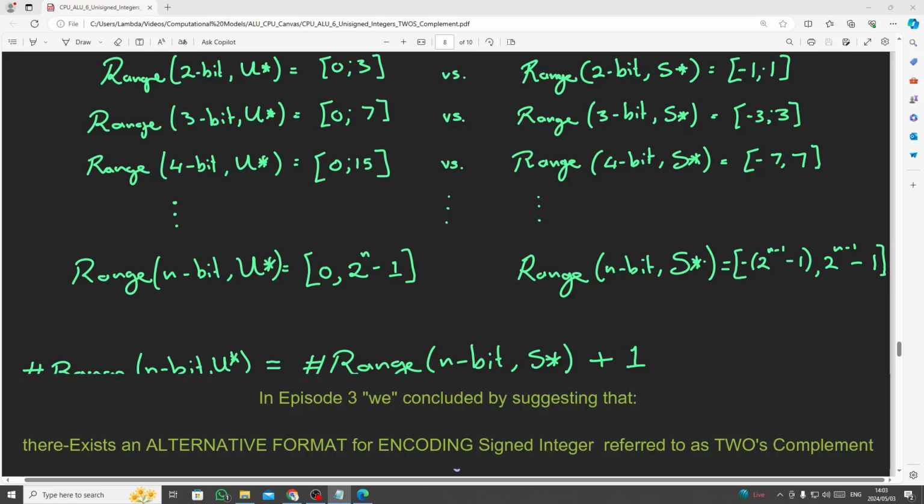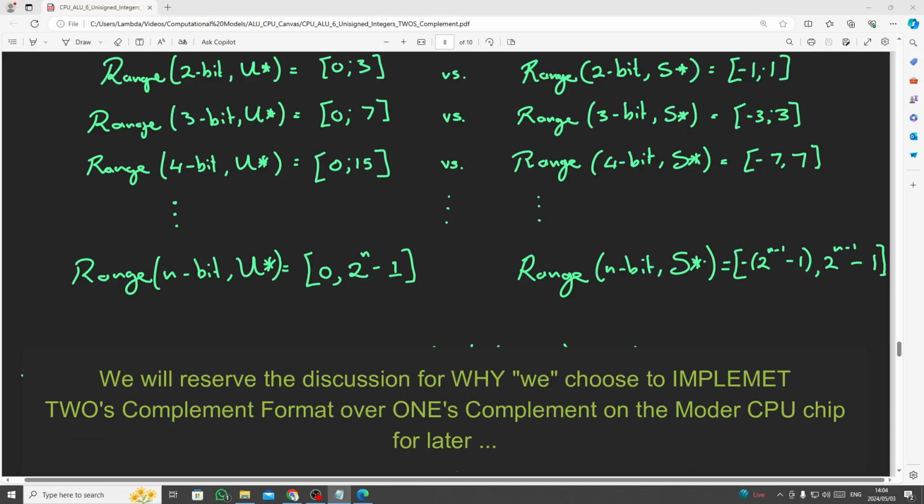In episode 3 we concluded by suggesting that there exists an alternative format for signed integers referred to as 2's complement format, as mentioned in the concluding remarks of episode 3. We will reserve the discussion for why we choose to implement 2's complement format over 1's complement format on the modern day CPU chip for later.